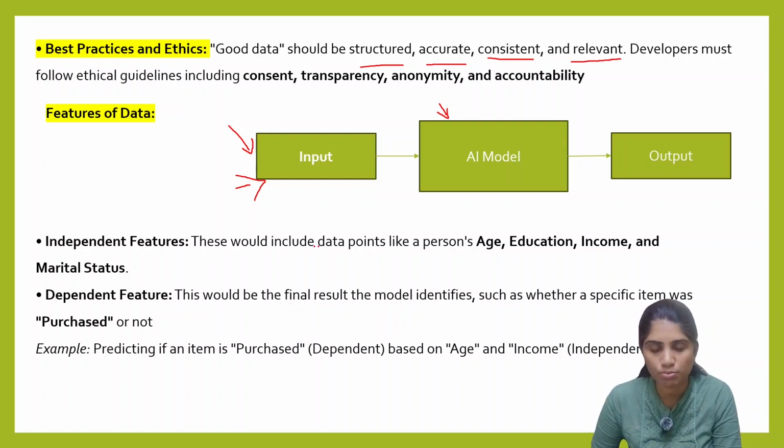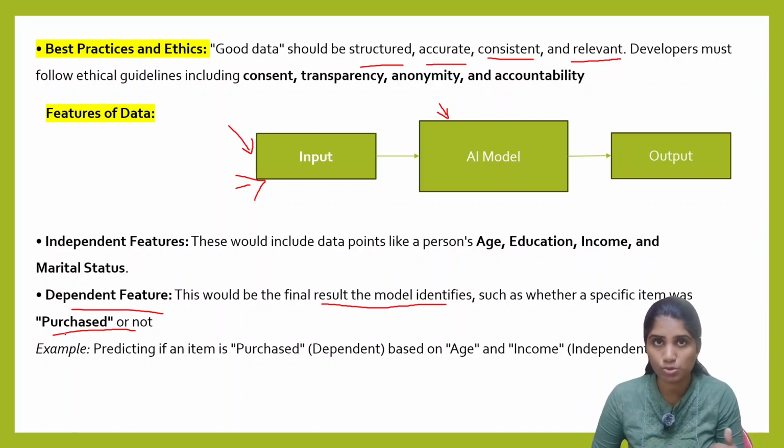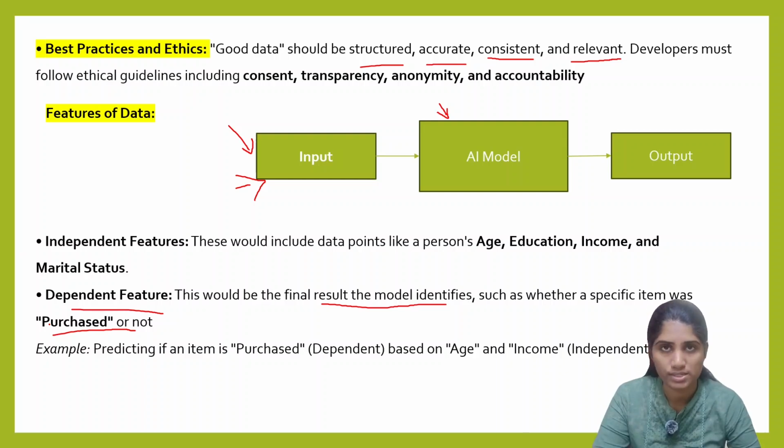Independent features would include data points like a person's age, education, income, and marital status. And the dependent feature is the output, the final result of the model, such as whether a specific item was purchased or not. This is an example I have given. It will give yes or no, depending on the input whether he has purchased. It will look into the data and give the desired output. So this is what we have discussed today. Next we will move into different types of data processing, and then we look into data interpretation.